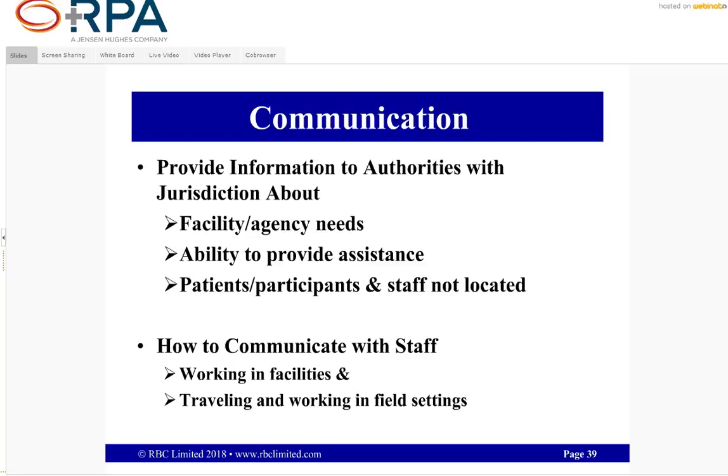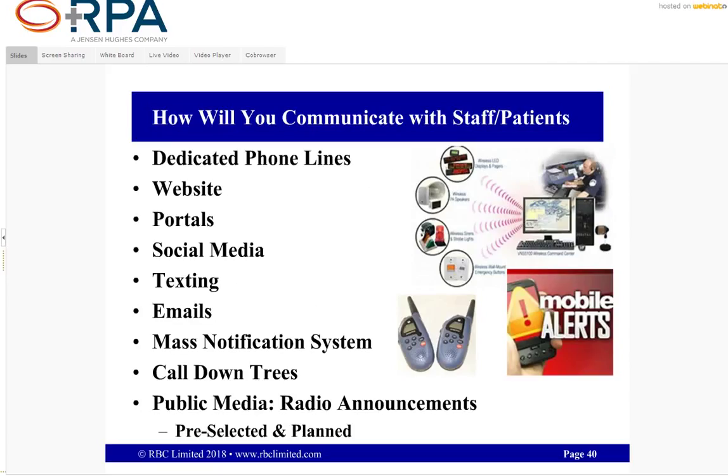So communication's critical. What can we do internally? What can we do externally? What about those traveling and working in the field? And what about our contracted staff? So that multi-tiered or multimodal communication, if you're looking at your communication plan, are you really clear about 1, 2, 3, 4, 5, 6? And are your staff clear about those modes? What are the primary, secondary, and tertiary modes?